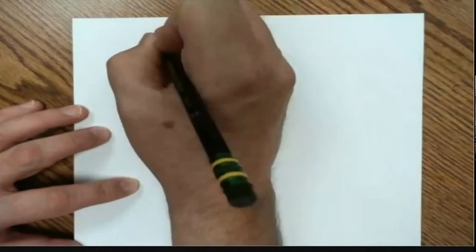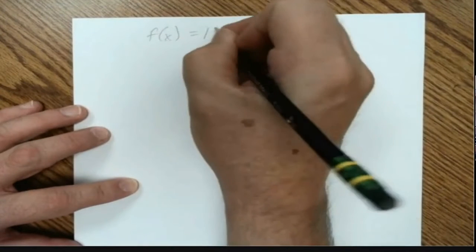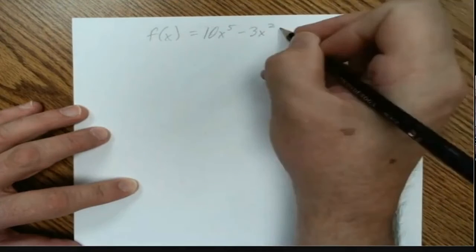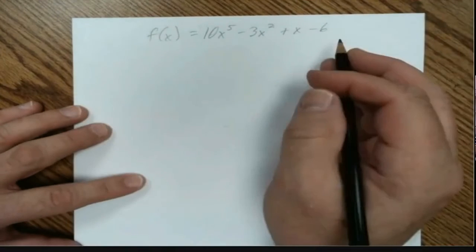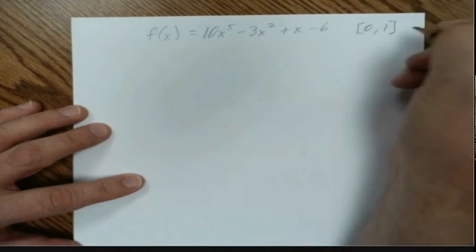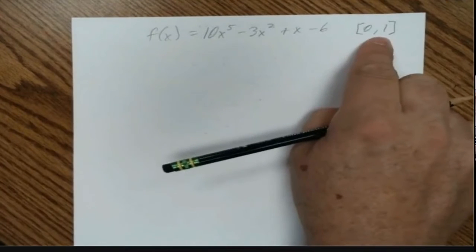Okay, so examples for finding the real zeros. They present some problems where they'll say, prove that all the real zeros, let me write this function down, 10x to the 5th minus 3x squared plus x minus 6. It's going to say, prove that all the real zeros are between 0 and 1. That there's no zeros smaller than 0 and there's no zeros larger than 1.